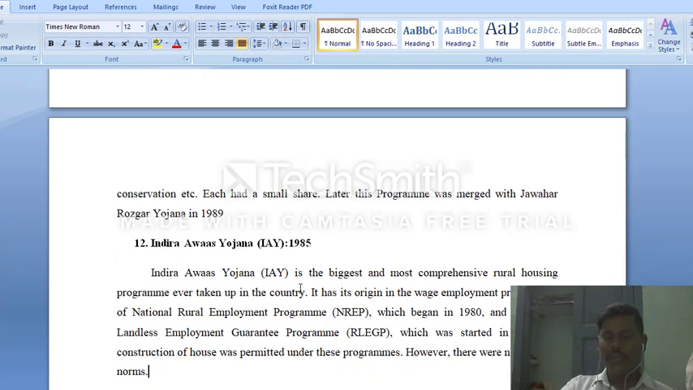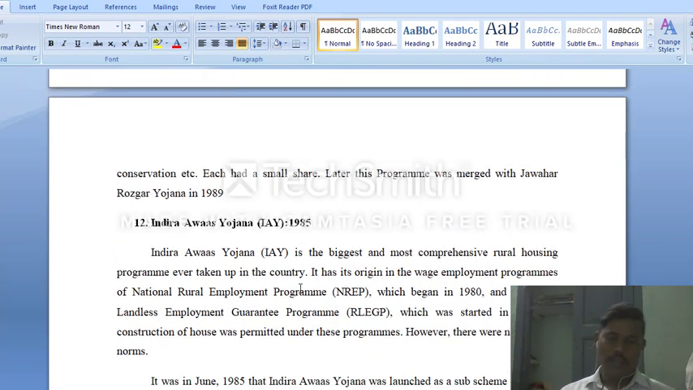In 1985, a great program was launched in order to provide housing facilities for the people who didn't have sufficient housing. It is called Indira Awas Yojana. Indira Awas Yojana is the biggest and most comprehensive rural housing program ever taken up in the country. It has its origin in the wage employment programs of the National Rural Employment Program, which began in 1980, and the Rural Landless Employment Guarantee Program, which was started in 1983, as construction of houses was permitted under these programs.